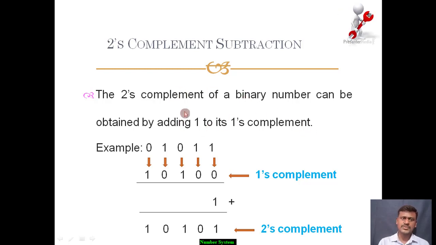So we will see this using one example. Example is, we will take the same example, that is 0 1 0 1 1. So in this one we will try to convert this to ones complement, that is 1 to 0, 1 to 0, 0 to 1, 1 to 0, 0 to 1. So this is the ones complement of this number. So once we get the ones complement of this number, we will again add 1 to the ones complement so that we will get the twos complement.